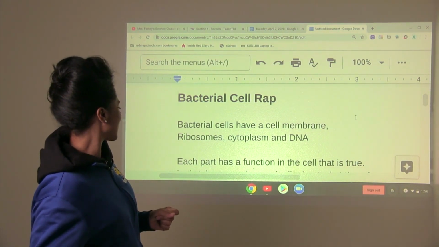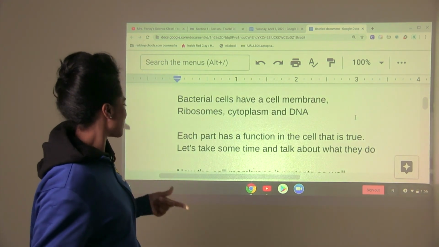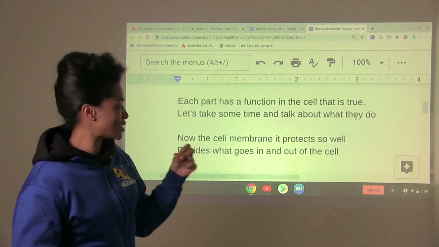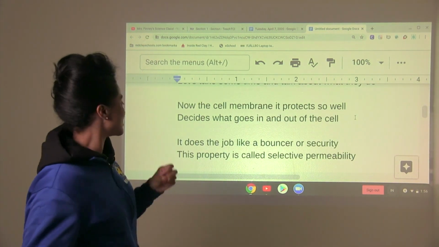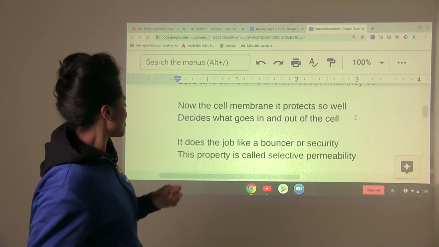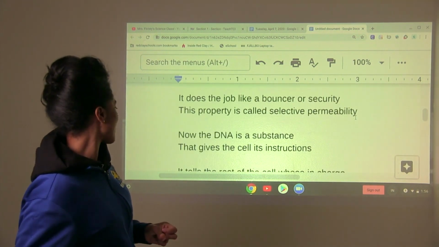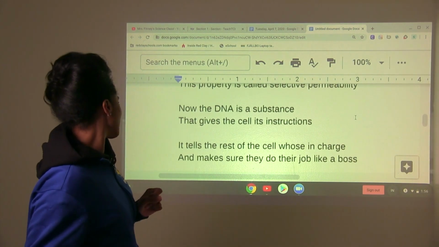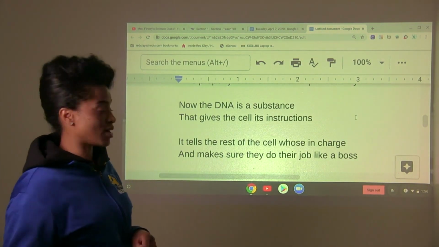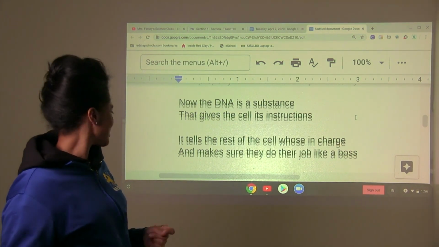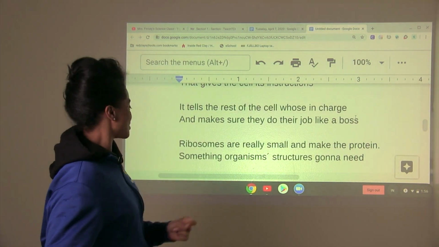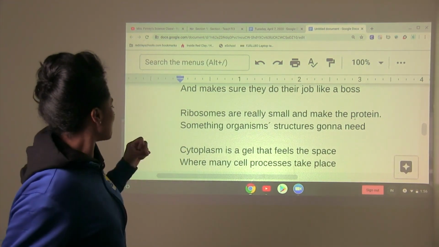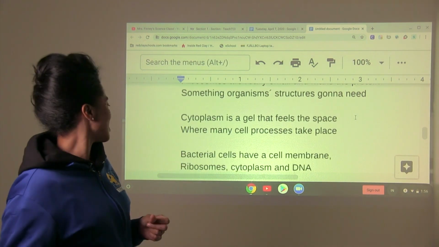Each part has a function in the cell that is true. Let's take some time and talk about what they do. Now, the cell membrane, it protects so well. Decide what goes in and out of the cell. It does a job like a bouncer or security. This property is called selective permeability. Now, the DNA is a substance that gives the cell its instructions. It tells the rest of the cells who's in charge and make sure they do the job like a boss. Ribosomes are really small and make the protein. Something organism structure is going to need. Cytoplasm is the gel that fills the space where many cell processes take place.